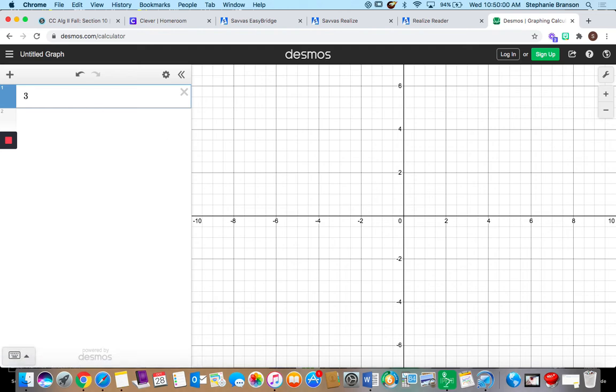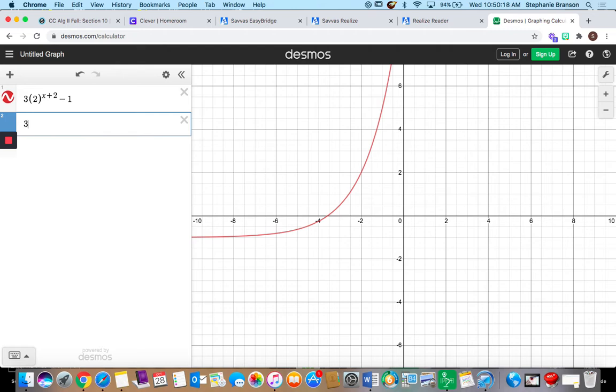So we got 3 times 2 raised to the x plus 2 minus 1. And then I've got 3 minus x. And they want to know where they intersect. They intersect at the x value of x equals negative 1.205. You just look at your x value.